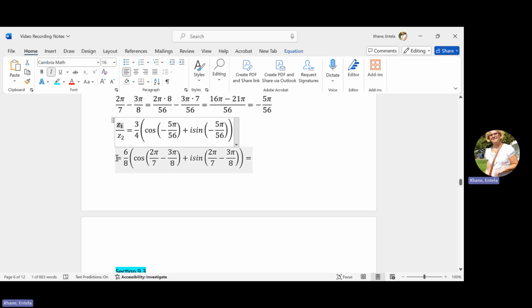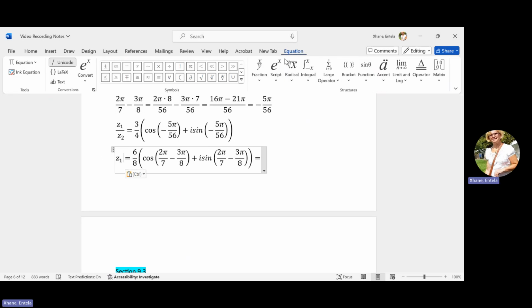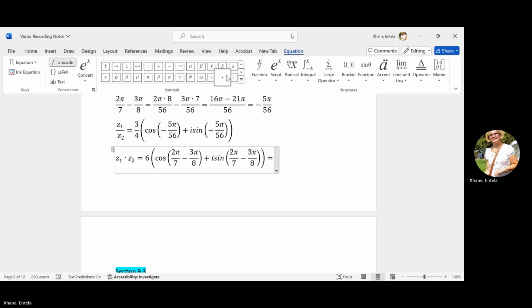Now I need to build up my product. So what I'm doing is I'm multiplying Z1 by Z2, and taking advantage of a few things that are already in there so I can copy and paste. So I can no longer use this ratio 6 over 8. Now what's going to happen is the modulus 6 will be multiplied by the modulus 8. Now, when it comes to the arguments, they're no longer subtracted, but they're added. See, this was an easy fix.